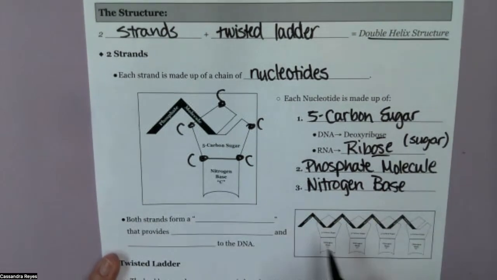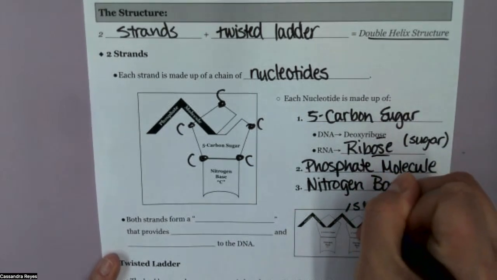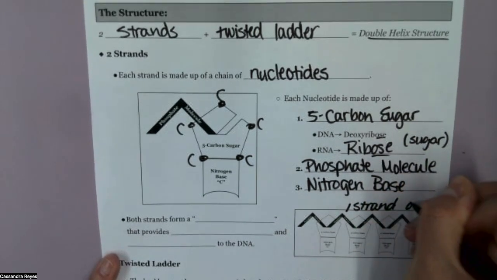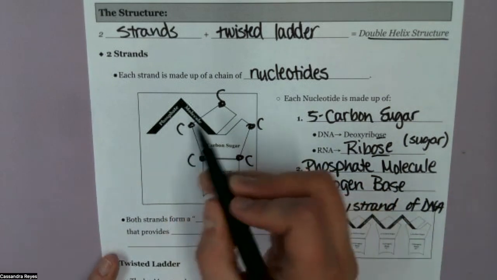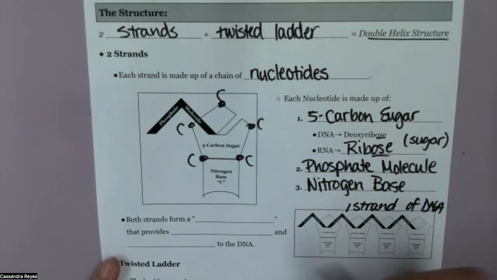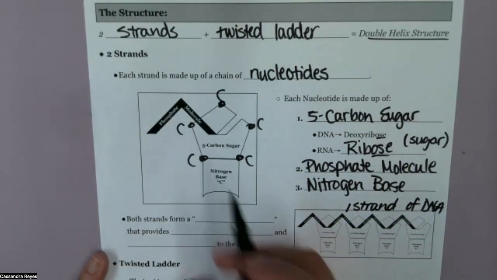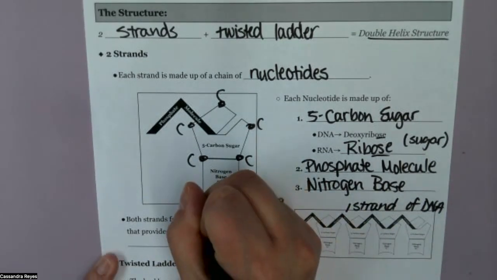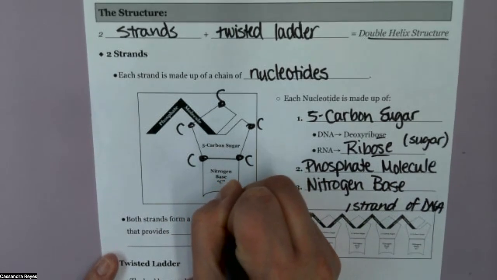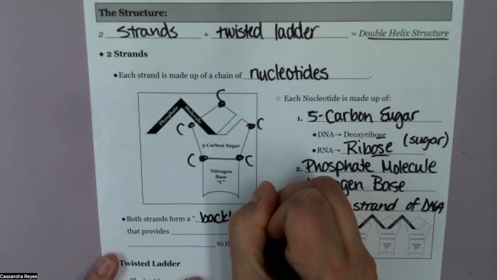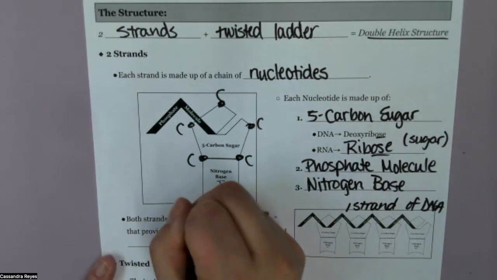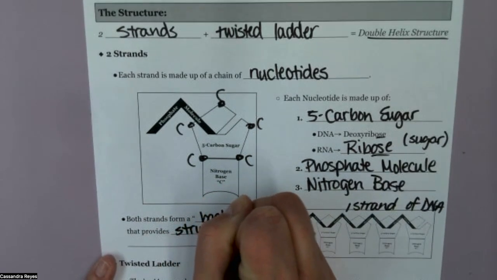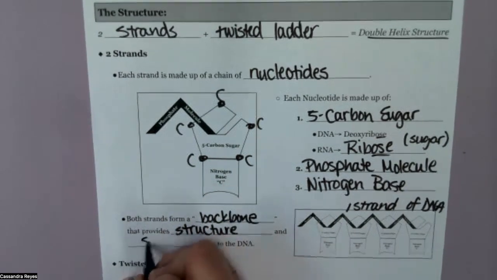So when we start to chain them together, they're going to look like this. This is one strand of DNA. So once you put them together, as you can see, these phosphate molecules fit nicely into the 5-carbon sugar, and they make a chain. So both strands are going to form what is called a backbone. And if you think about your backbone, right, it's the thing in your spine that provides you with some structure and support.